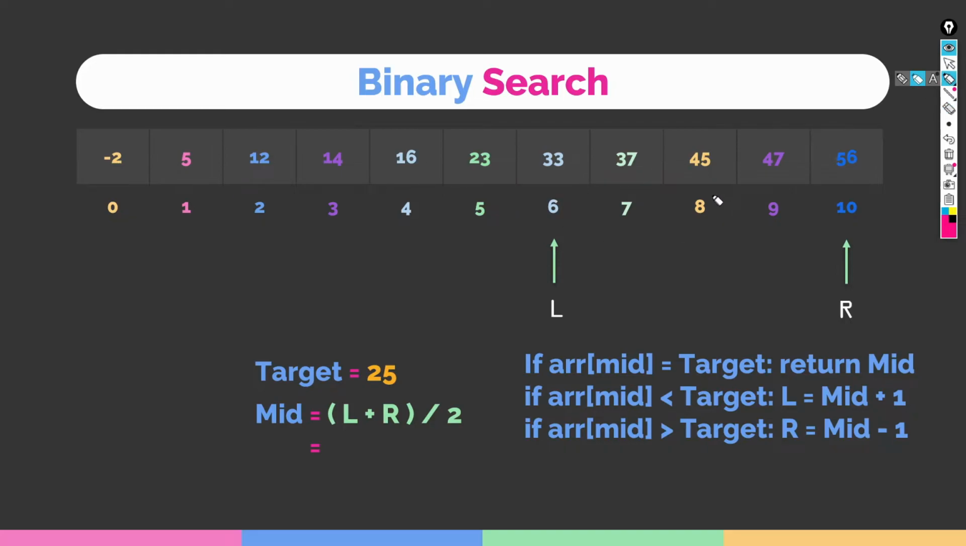Now the mid value will be 6 plus 10, which is 16, and 8. So this will be the mid value, right? And this value is greater than target. So this condition is satisfied, right? So what do we do in that case? We make the R value mid minus 1. So R becomes 8 minus 1, which is 7. So R becomes 7. Let's do that.